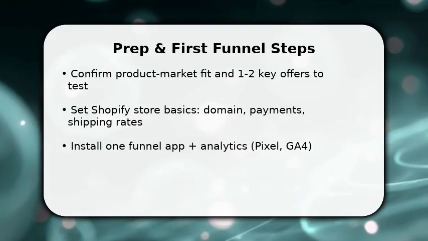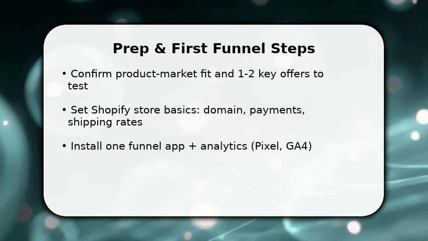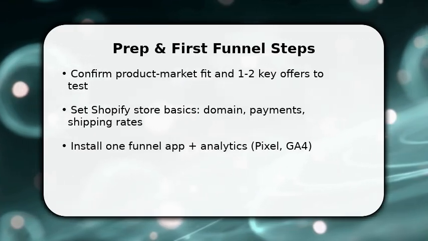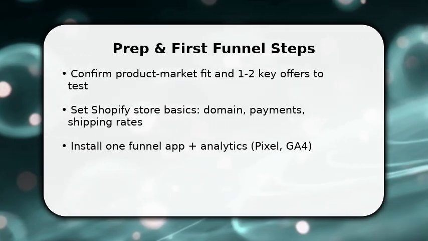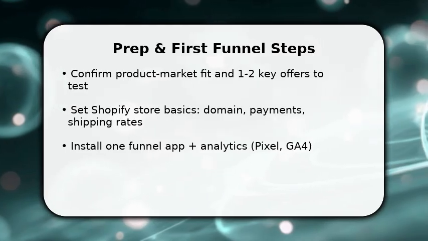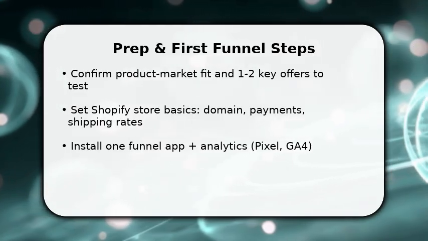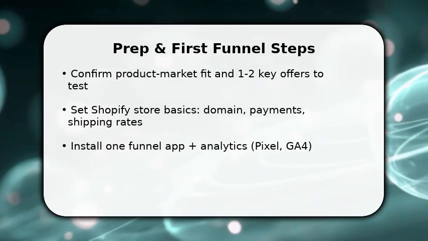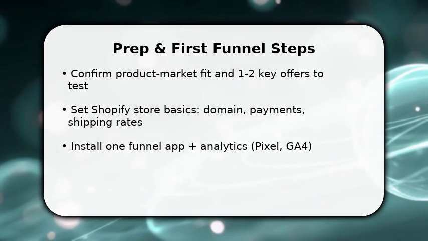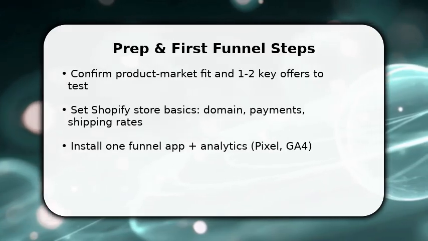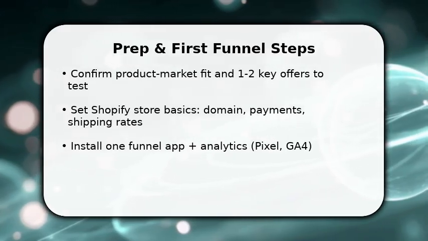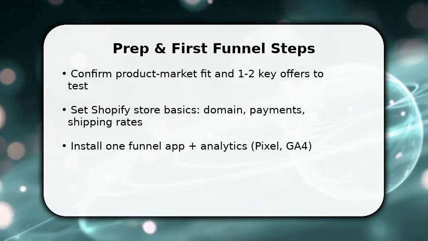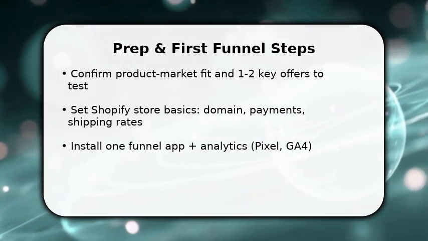You start by locking the essentials so you can build fast. Confirm your primary offer and pricing, then make sure domain, payments, and shipping are live. Once done, install a funnel app and add tracking pixels and GA4 so you capture behavior from day one. Now create a dedicated landing page in Shopify, set a clear CTA, and connect that CTA to a draft checkout or optimized product page. This gets the funnel moving and gives you real data to iterate quickly.